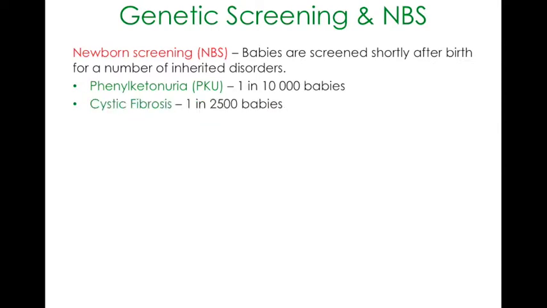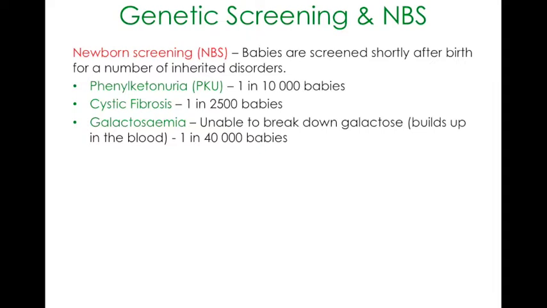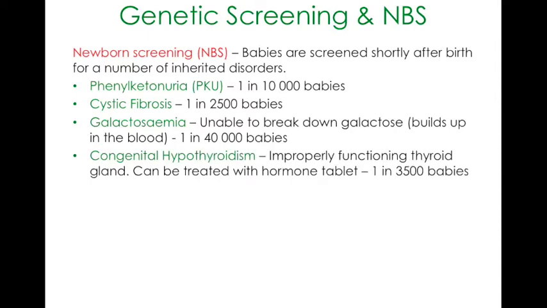Cystic fibrosis is also screened at the start as well, 1 in every 2,500 babies. Galactosemia, so the inability to break down galactose, which then builds up in the blood, is 1 in 40,000. And then also hypothyroidism, when your thyroid gland doesn't function properly and you need to be treated with hormone tablets, occurs in 1 in every 3,500 babies.